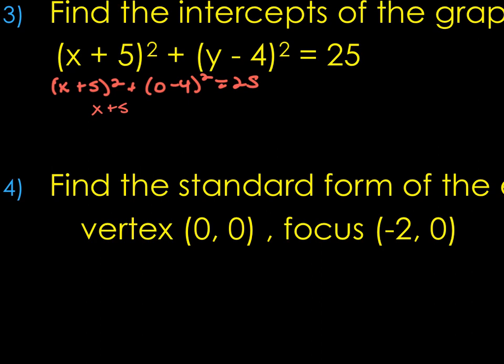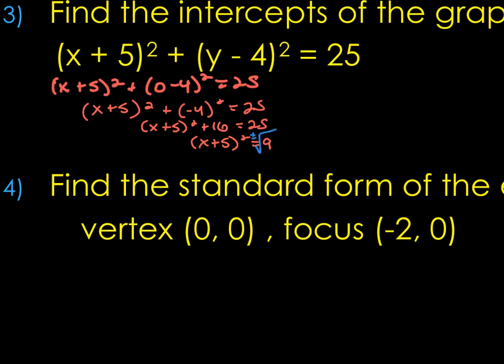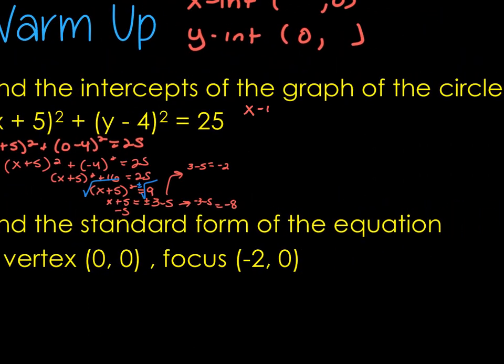And I'd get x plus 5 squared plus negative 4 squared equals 25. x plus 5 squared plus 16 equals 25. x plus 5 squared equals 9. Square root both sides, and in doing so, put that plus and minus on the front. And I get x plus 5 equals plus and minus the square root of 9, which is plus and minus 3. Subtract that 5, which means I'm going to get 3 minus 5 and negative 3 minus 5, or negative 2 and negative 8. So the x-intercepts here are negative 2, 0, and negative 8, 0.